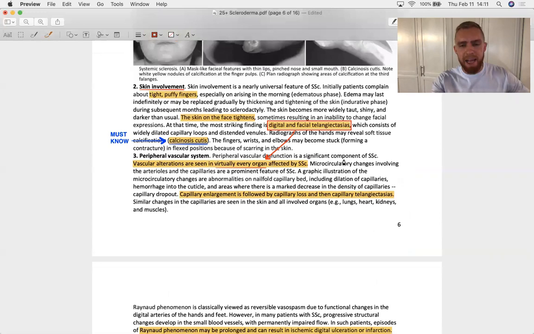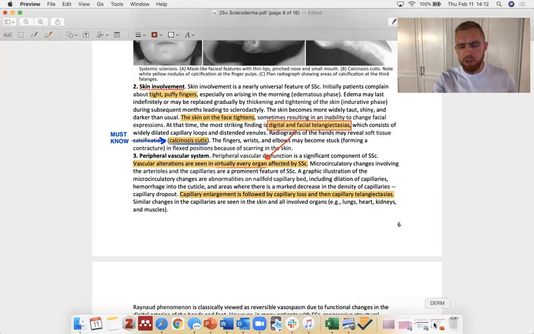Digital and facial telangiectasias gets brought up on page 6 here. And then it goes on to say that vascular alterations are seen in virtually every organ affected by systemic sclerosis. So those telangiectasias, if you were to do an EGD, which is a pretty good first step at diagnosing some sort of esophageal dysmotility or maybe a gastroparesis that these patients can get, if you were to do an EGD and look inside the proximal GI tract, you may see telangiectasias lining the mucosa of the oral cavity and esophagus.